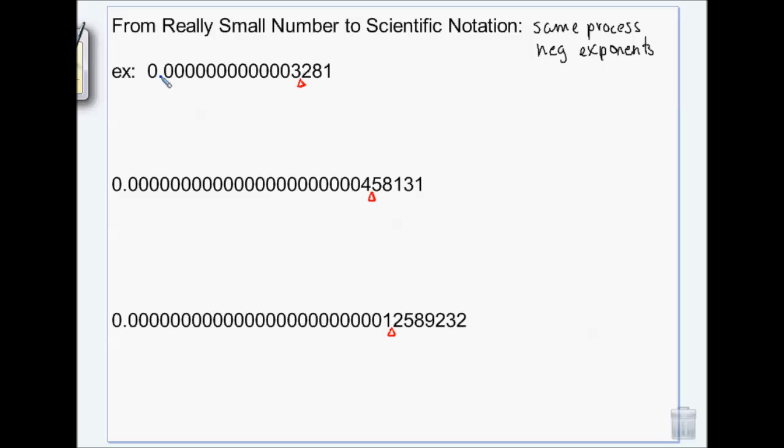Okay, so then I start counting from the decimal. 1, 2, 3, 4, 5, 6, 7, 8, 9, 10, 11, 12, 13. So 13 places. So this is going to be 3.28, because again we only want 2 decimal places, times 10 to the negative 13.